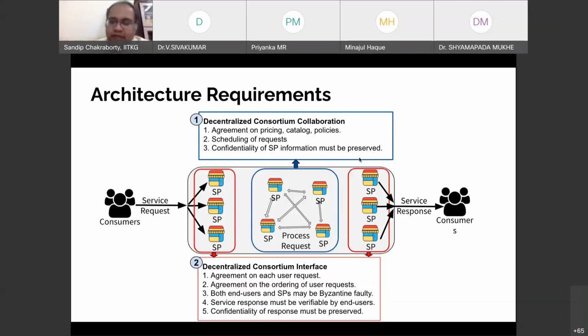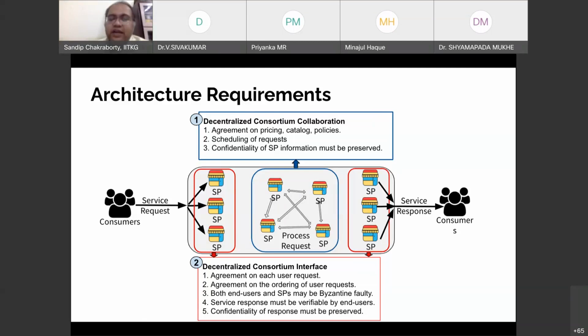From the architectural side, we'll have a set of service providers. The consumers are going to send service requests to the service providers, and then the responses go back to the consumers. In between, I need to process the request, and when processing the request, I need to have two different requirements. The first is a decentralized consortium collaboration method which will provide an interface for the agreement on pricing, catalog, policies, and so on.